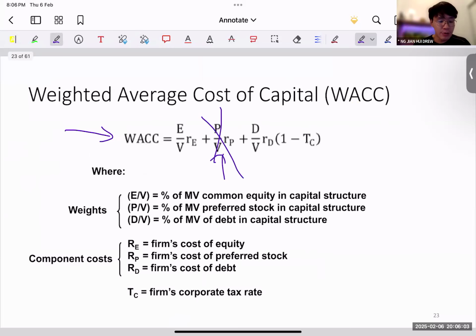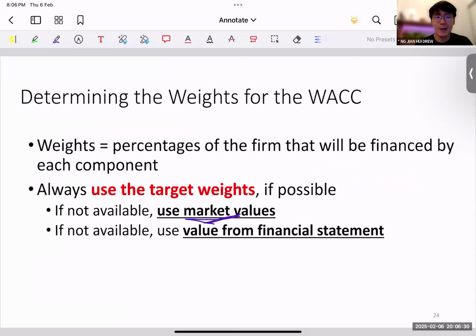Okay, I want to highlight to you here in terms of the weight, generally the market convention is to use market value, but this is not the best way. The best is to use the target value. In the next slide it is mentioned here: use target weights, but if it's not possible, use market value. Generally, we use market value, unless it's hard to tell.